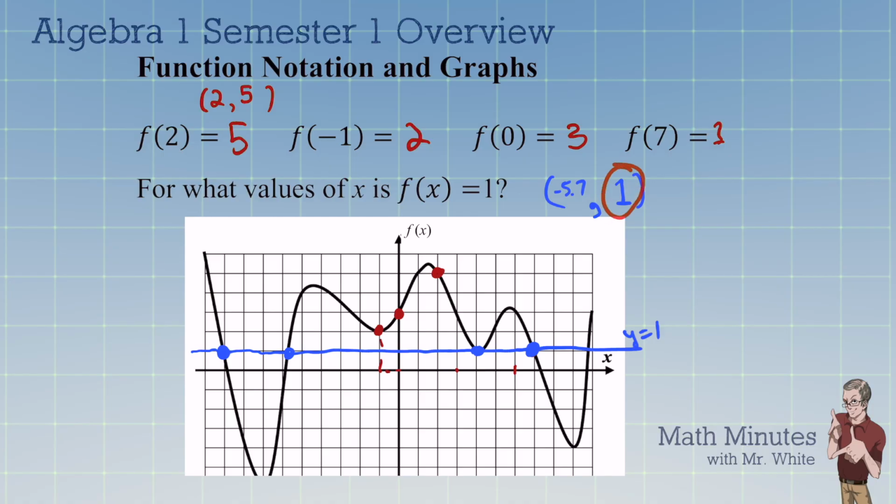We used the line y equals 1 to find the x values that could generate the output of 1. Because that's, again, what you're asking: we've got this machine, f, when does it output 1? It would output it at those 4 different values.